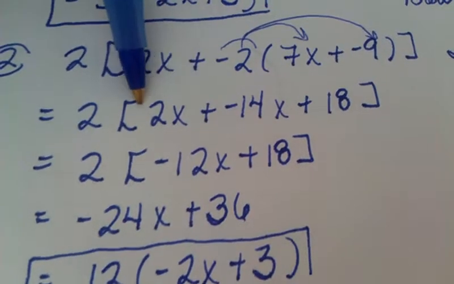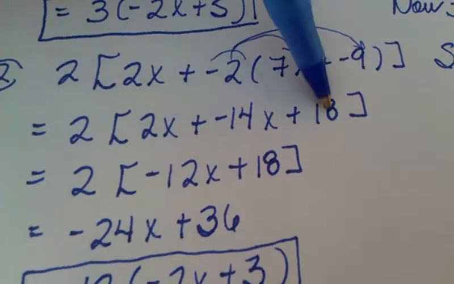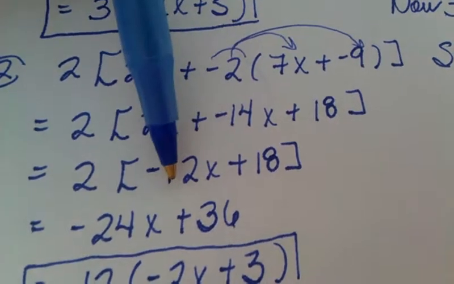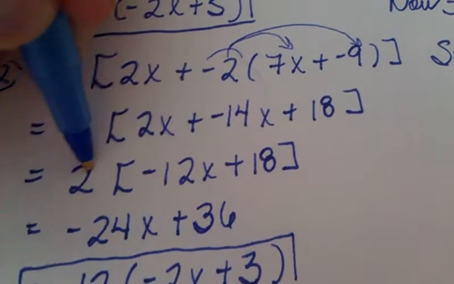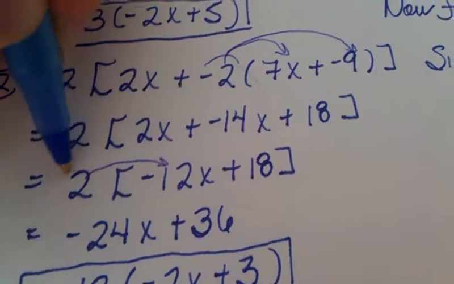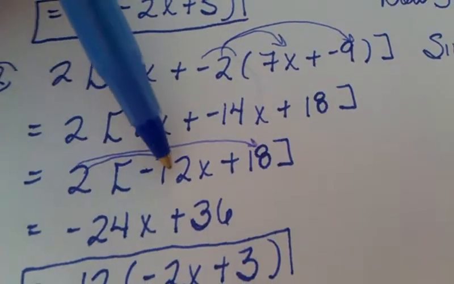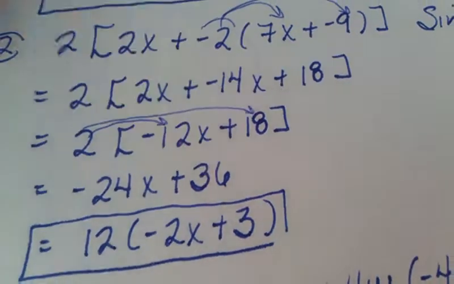Well, now I'm going to look inside these parentheses. I'm still using my PEMDAS rules, and I'm going to combine like terms. My like terms are the 2x and the -14x, and they combine to give me -12x. Then I have plus 18. Now I can go ahead and distribute. And when I do that, I have 2 times -12 gives me -24x, and 2 times 18 gives me 36.